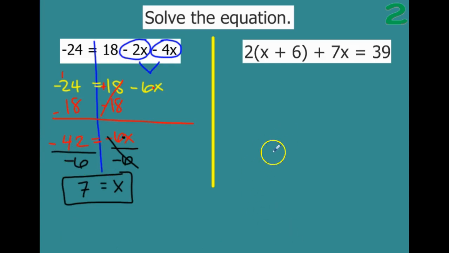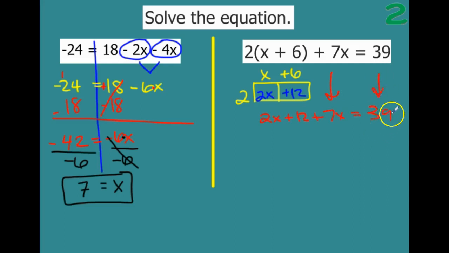This next one we have a little bit more to do because we have parentheses. With those parentheses we need to distribute first. On the top here we have x plus 6. On the left side we have 2. So 2 times x is 2x. 2 times 6 is 12. So we have 2x plus 12, and then plus 7x equals 39.